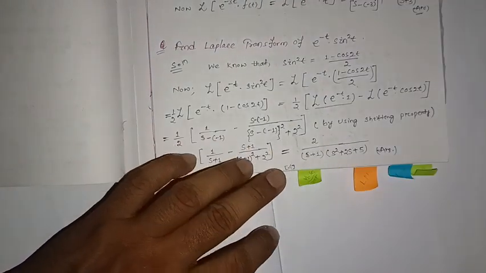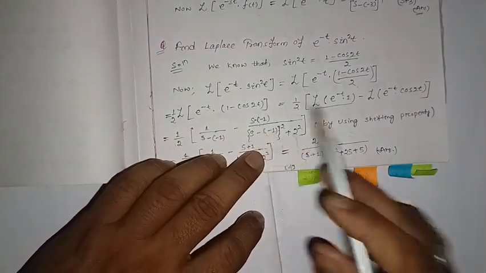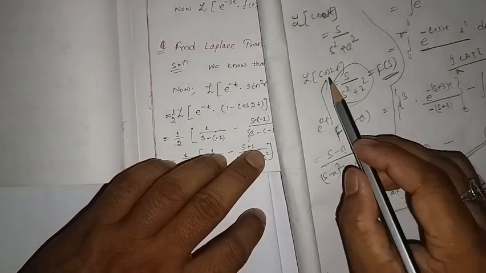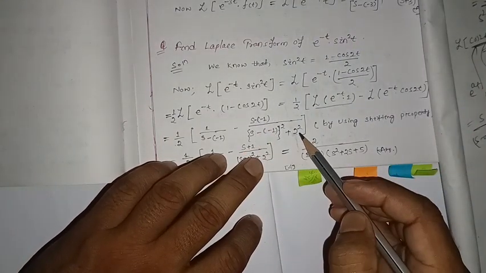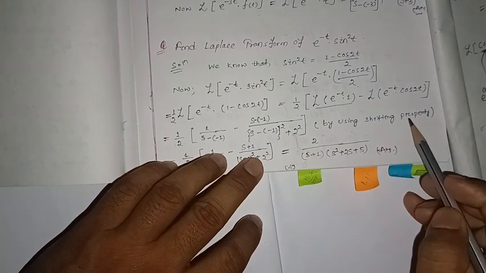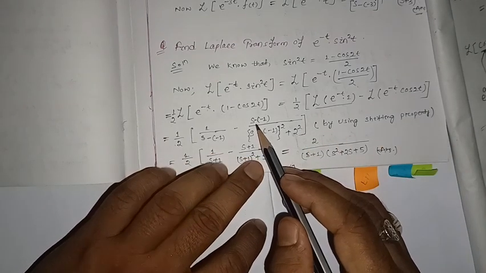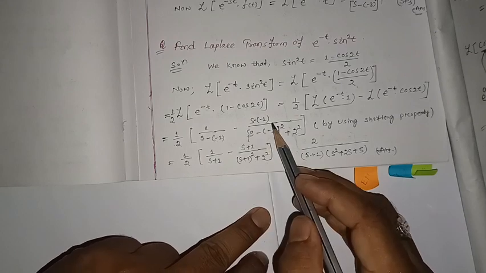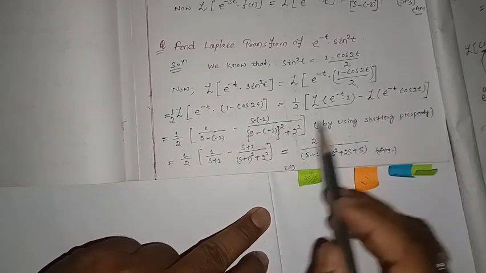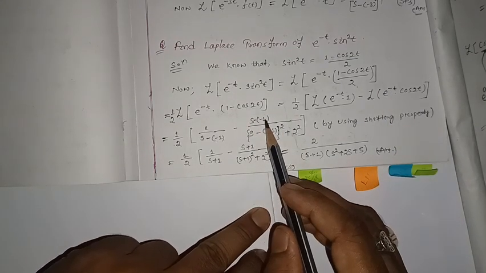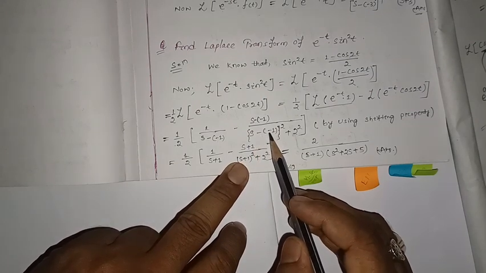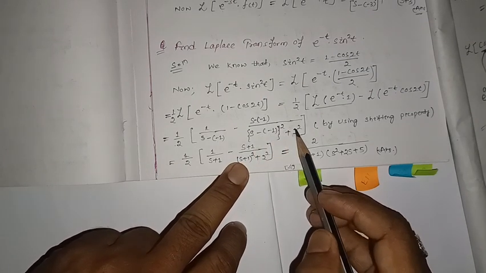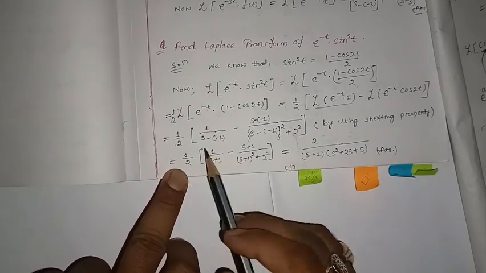Same thing I have done over here. Here you can see for cos 2t the transform is nothing but s by s square plus 2 square. Using the shifting property, wherever there is s, we have to write s minus a. Here a is nothing but minus 1, so s minus of minus 1 by s minus of minus 1 whole square plus 2 square. So 1 by 2 is there already.